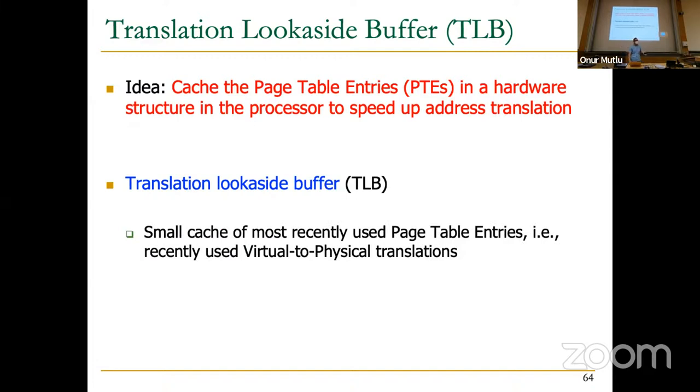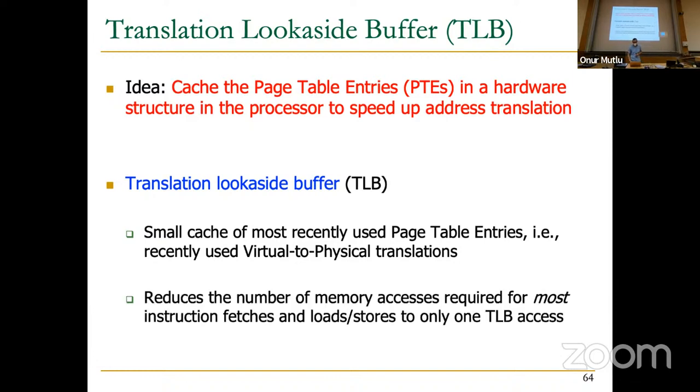This is essentially a small cache of most recently used page table entries. In other words, most recently used virtual to physical translations. And clearly, if you hit in the TLB, it reduces the number of memory accesses required for instruction fetches and load stores to only one TLB access. Now we don't go to memory. This is a very fast structure in hardware. It just gives you the translation right away. Now that's beautiful, right? And we use a concept that we know of caching. We know how to optimize caches. And everything that we did for caches applies to translation look-aside buffers now. It's interesting. You have this memory hierarchy to service our loads and stores.